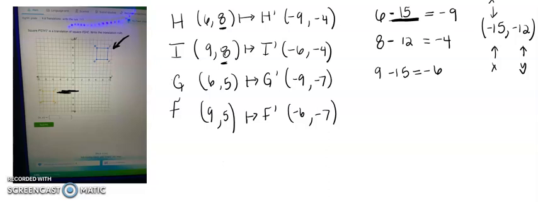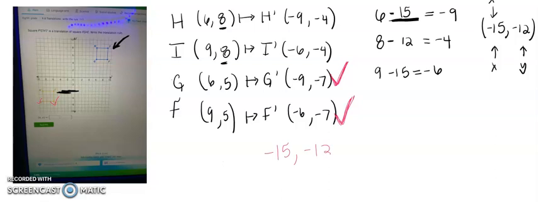So now I'm going to go back and check them over here. I went from (6, 5), and I should be at (-9, -7). So (-9, -7). That's right. So my rule worked for that one. And then (9, 5), and we went to (-6, -7). So (-6, -7). That's correct. So this is the correct rule. So for X, Y, you will want to write (-15, -12).